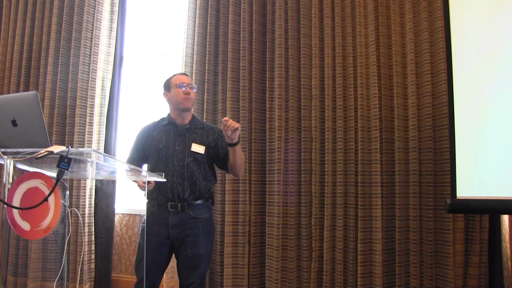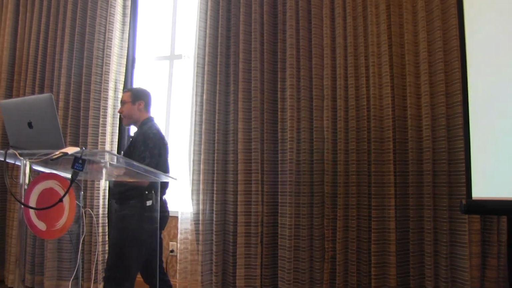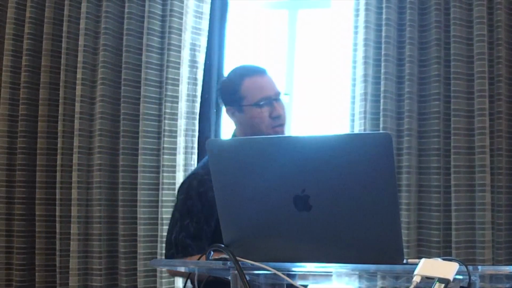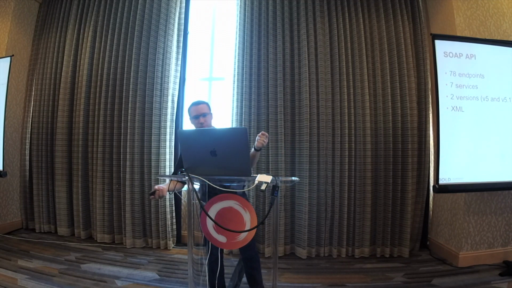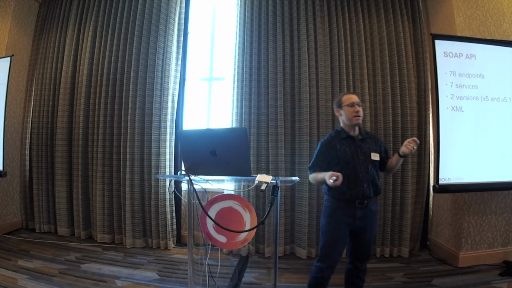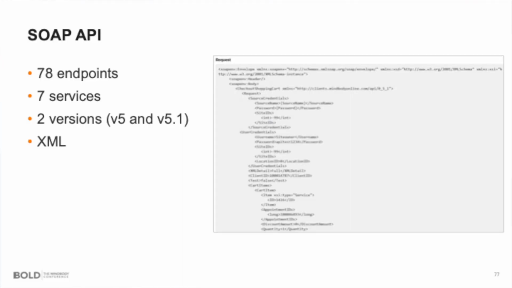So we're going to start off with what we have today, and that is our SOAP API. Our SOAP API has 78 different endpoints. Prize to whoever can name the most? No, that's not a good idea. We'd be here forever, and I want to get you guys to lunch. So 78 endpoints. We've got 7 different services, 2 different versions, 5 and 5.1, and it's, of course, XML and SOAP. We've got a little sample request up there, and it's functional. It does what we want, not everything that we want, but it works. But it doesn't look that great. So let's see today what we can do to transform it.